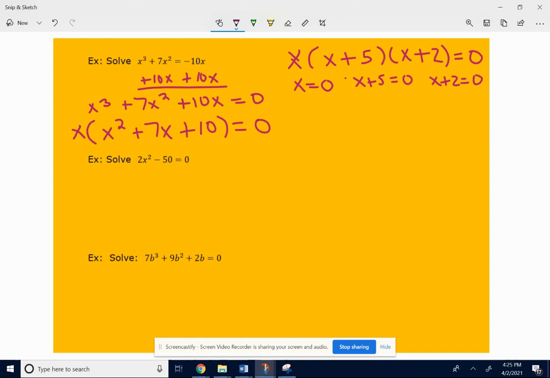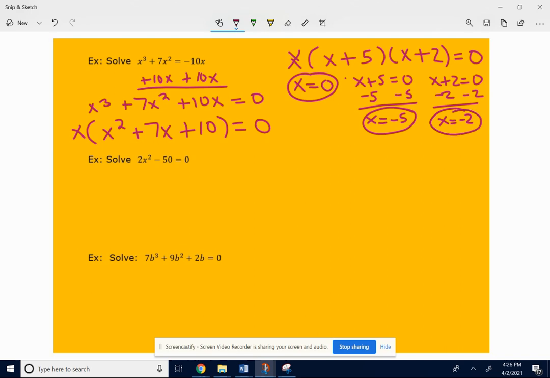We're going to solve each equation. We're going to solve them for x. x equals 0. That's already solved because x is already alone. So x equals 0 is one answer that works. Subtract 5 from each side for the second equation. Another solution to this equation is x equals negative 5. Solving x plus 2 equals 0, we're going to subtract 2 from each side. We get a third solution.